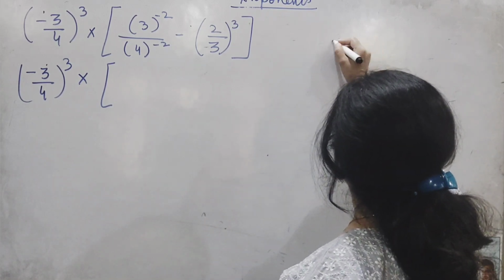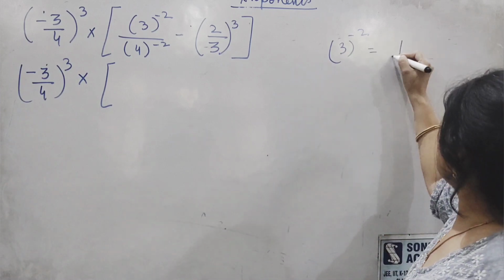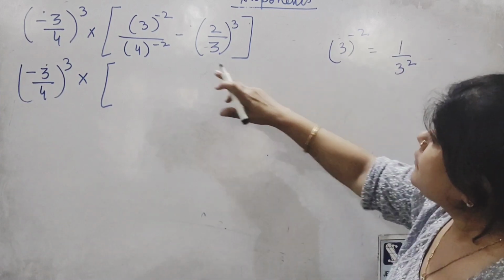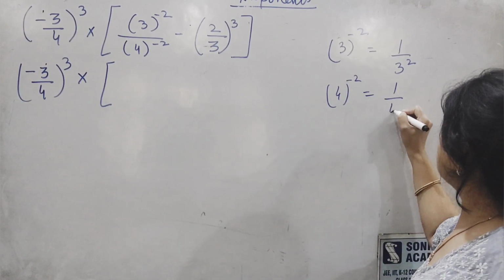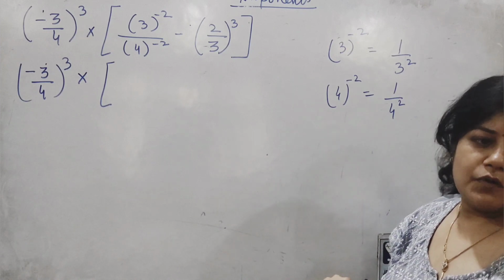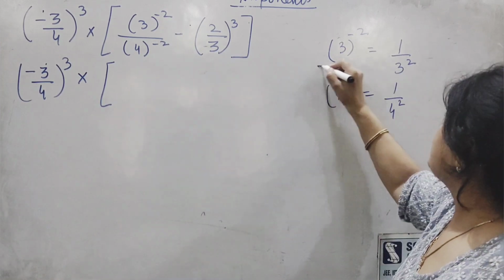If we have 3 to the power minus 2, it becomes 1 upon 3 to the power 2. Now we have 4 to the power minus 2. It becomes 1 upon 4 to the power 2. Now here we have to divide.